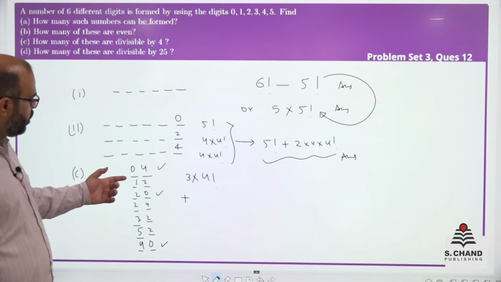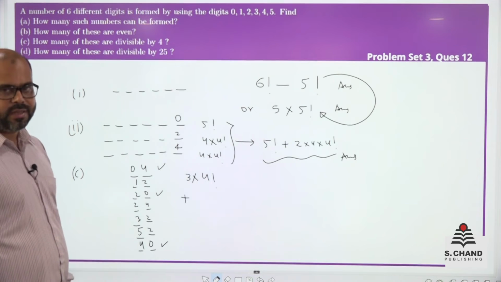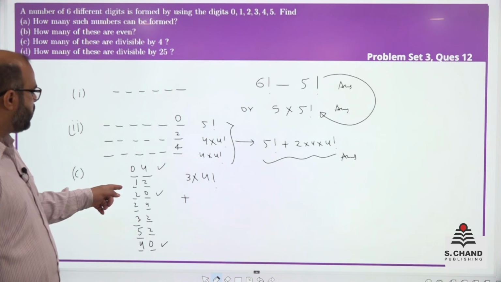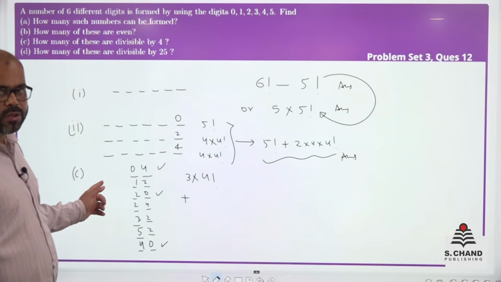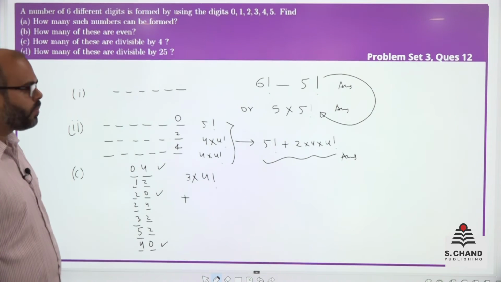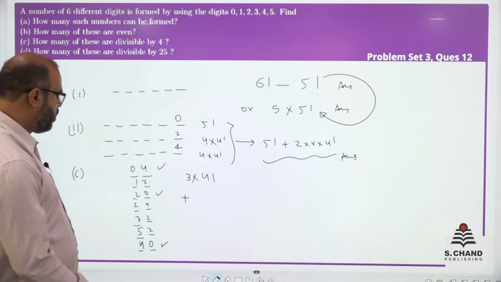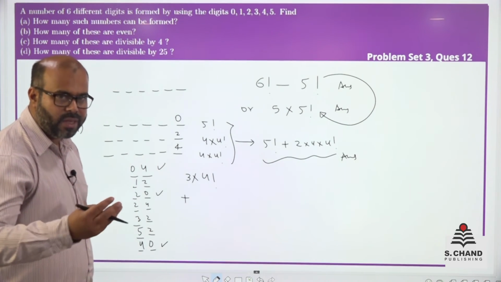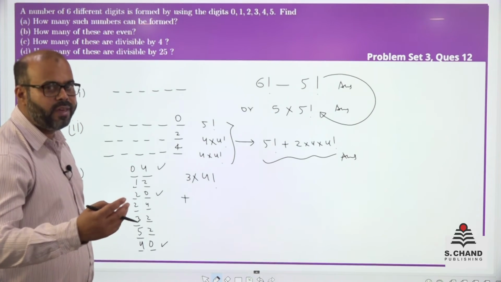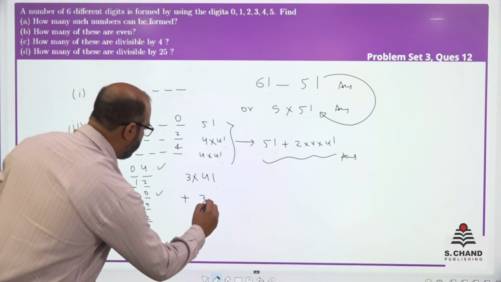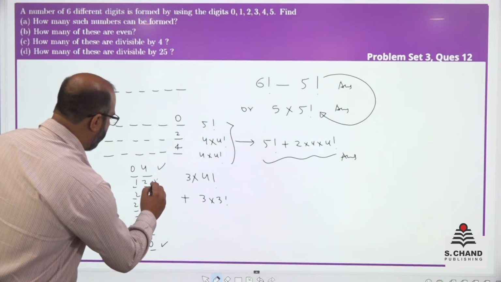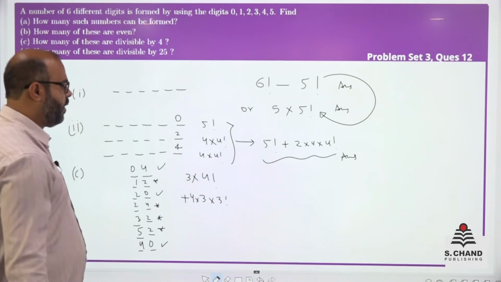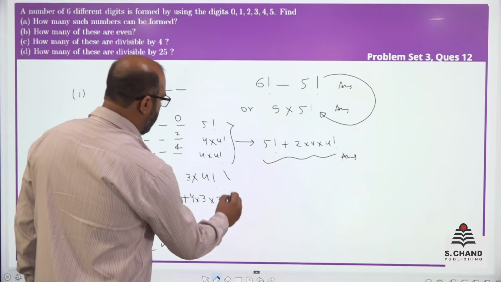Plus where zeros are not used, 1, 2, 3, 4 places are there. If you take the 4 positions, 0 cannot be used at the 100,000 place, so in that case it will be 3 into 3 factorial. So 3 factorial ways you can arrange the other 3 numbers other than 0, and for 0 any 3 places. So 3 into 3 factorial. And how many such are there? 1, 2, 3, 4. So 4 into 3 into 3 factorial. So this will give you the answer on adding.